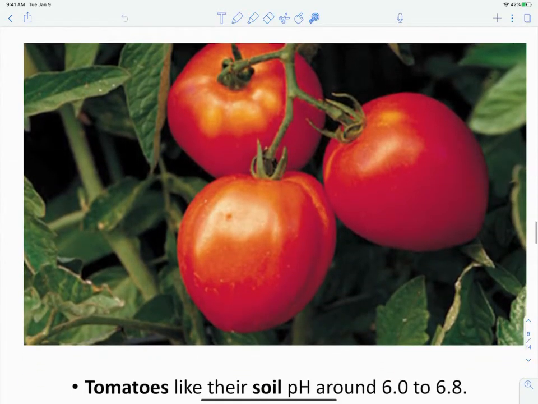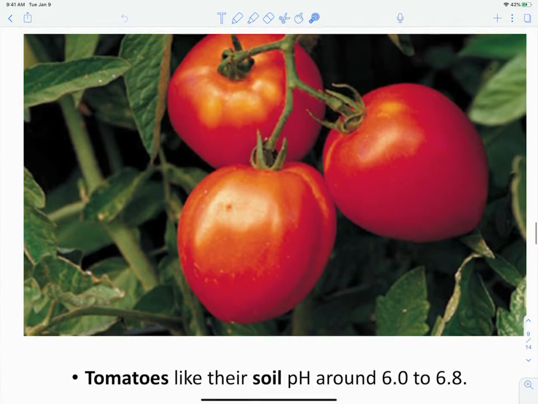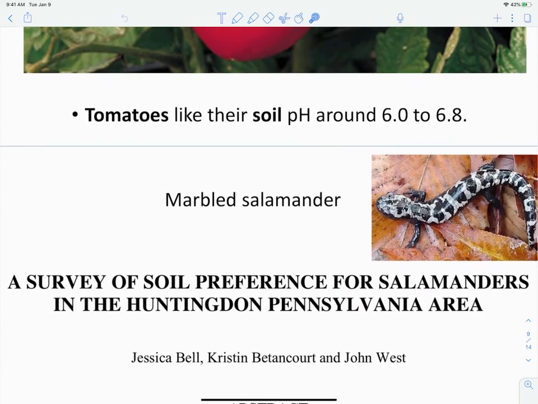Well, here as an example, if you grow tomatoes, their soil pH needs to be around 6 to 6.8. And so if you were going to grow them at home or in a greenhouse, you would typically be using some type of buffering system to try and keep that pH very close to 6.0 to 6.8. Outside those ranges, the buffering capacity inside the tomato is not really going to be very happy.